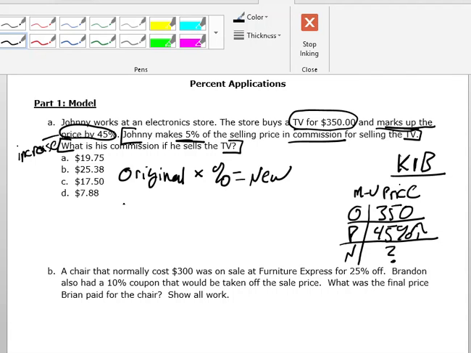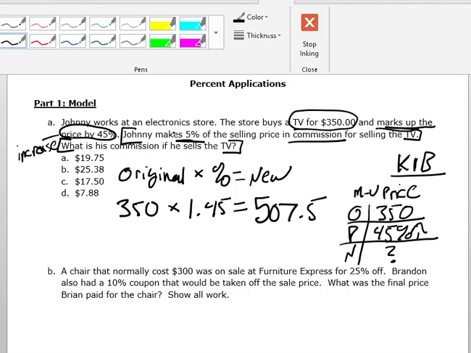In this case, the original I have is 350 times... Now, if I'm increasing it 45%, that means I'm paying 100% plus that 45%. So that's 1.45. So I'm doing 350 times 1.45 is 507.5. So the price that this is being sold for is $507.50. So now what I need to do is find out Johnny's commission.